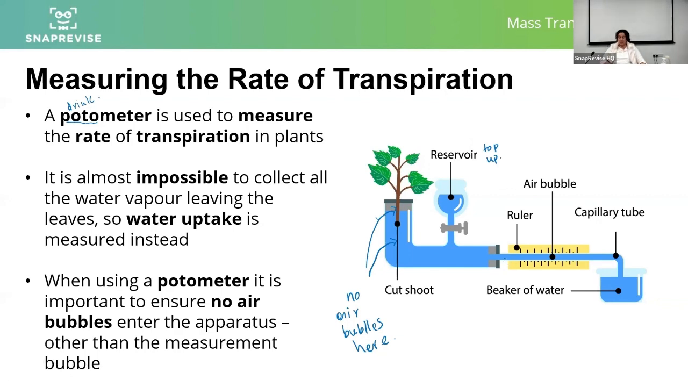We connect the whole setup to a narrow tube here that has a ruler behind it, so I can measure the distance. I introduce a single air bubble here. That's why it's important I don't have any other air bubbles anywhere in my setup. As the plant is absorbing water through transpiration, this air bubble is going to move from right to left. I can record the distance that it travels, and I know the diameter of this tube, so I can also calculate the volume of water: 2 pi r squared times the distance.